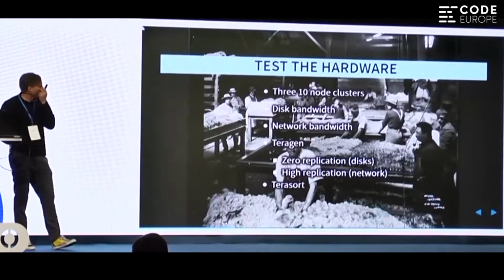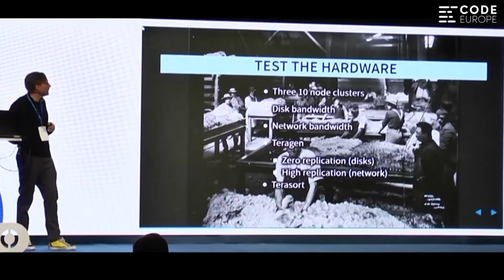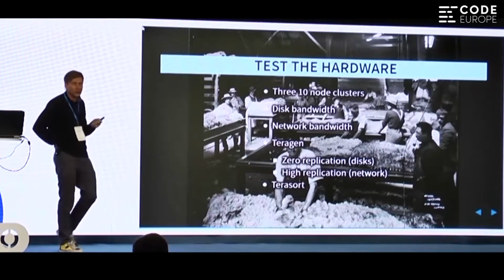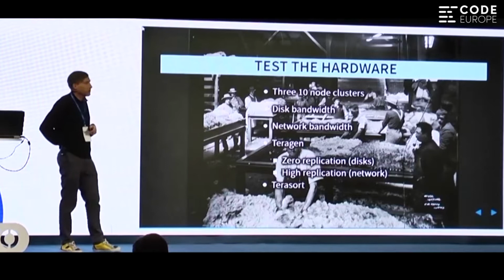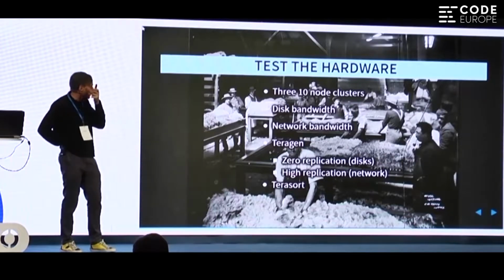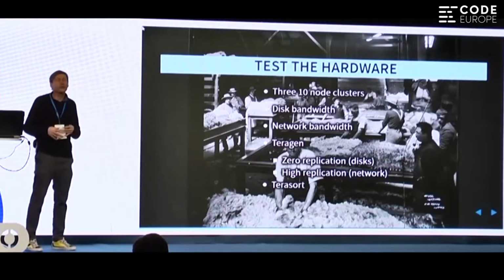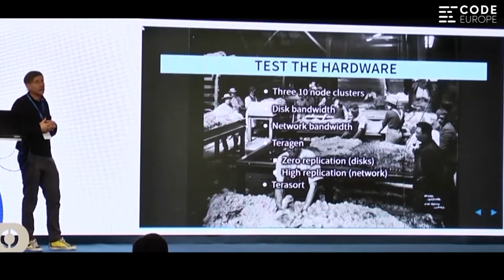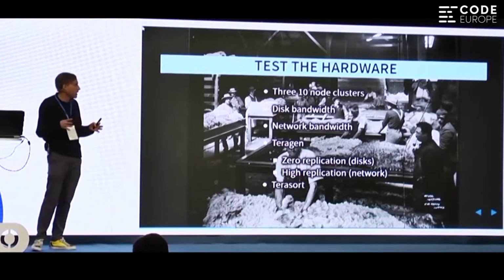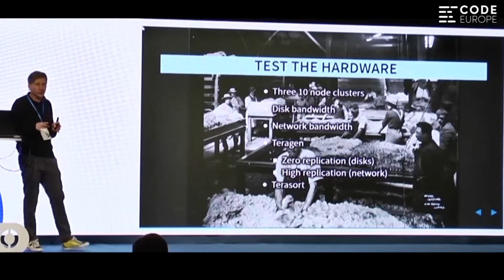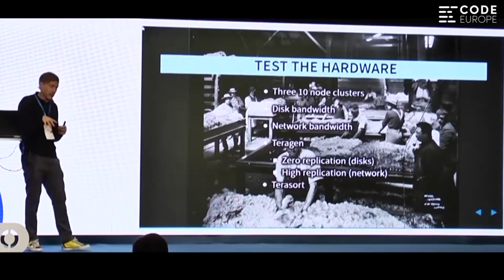So we made 3 10-node clusters. We wanted to test the disk bandwidth and the network bandwidth that we got out of these machines. So we ran some TeraGen. People who do Hadoop know that this is a fairly standard test program where you generate data. So we generated terabytes of data. We did it twice or many times. Once with 0 replication, where we just wanted to pump out as much data as possible onto the local disk.